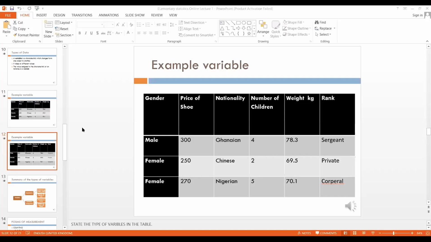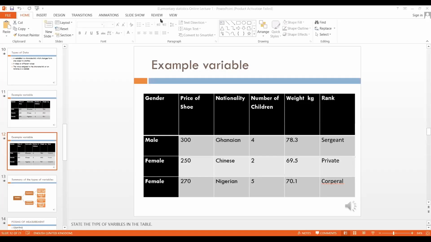Weight, Daniel, weight. It's quantitative and it's numeric. You are correct. And then rank. Rank would be qualitative. Qualitative, you are very right. Yes, sir. Very good. So we got it right.